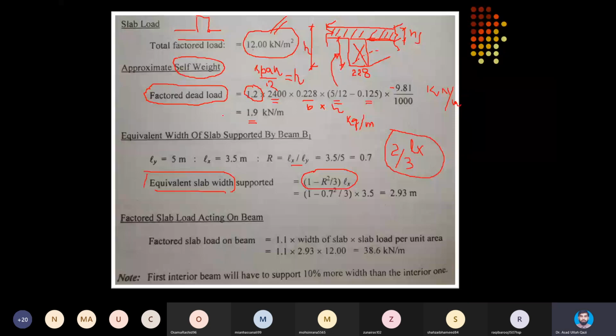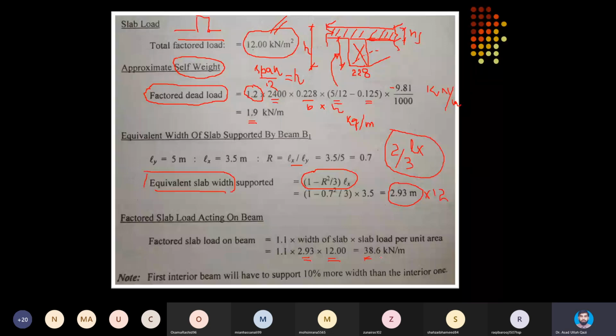So it is decided then that the equivalent slab width, by considering trapezoidal loads transferred to the beam, will be 2.93, which will be multiplied with the pressure given, 12 kilonewton per meter square, and will give me the ultimate UDL on the beam, because two trapezoids are giving the equivalent slab width 2.93, and as a result I will get the UDL on the beam.